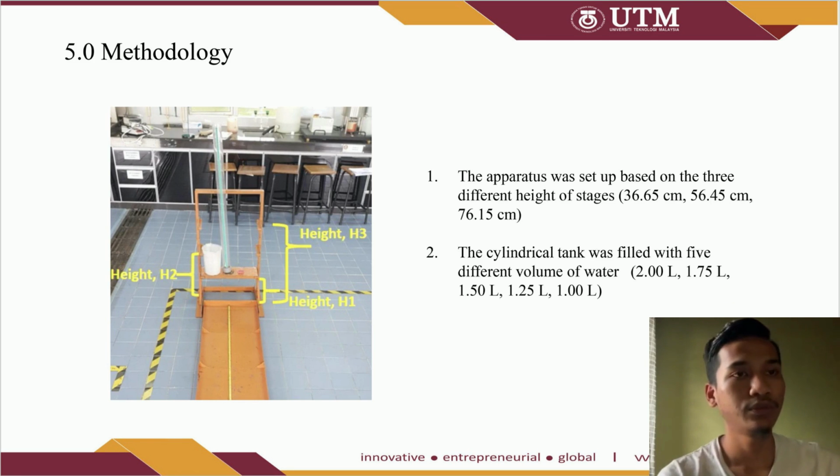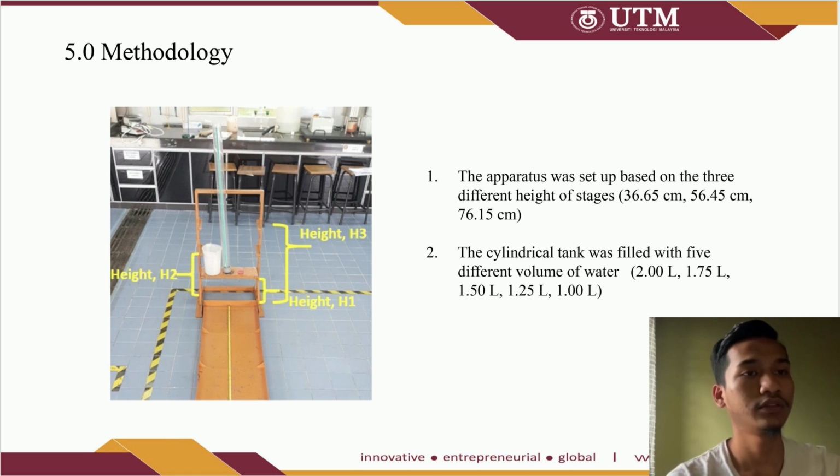We move to methodology for this experiment. Number one, the apparatus was set up based on three different heights of stages, which is 36.65 cm, 56.45 cm, and 76.15 cm. Second, the cylindrical tank was filled with 5 different volumes of water, which are 2 liter, 1.75 liter, 1.5 liter, and 1 liter.